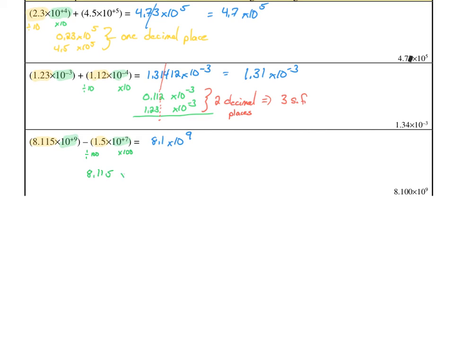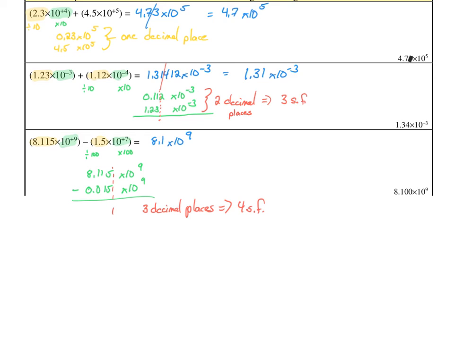Rewriting, we have 8.115 times 10 to the 9th, and we're going to be subtracting 0.015 times 10 to the 9th. What that means in terms of decimal places is we see that we have 3 decimal places, which results in a number that has 4 significant figures.